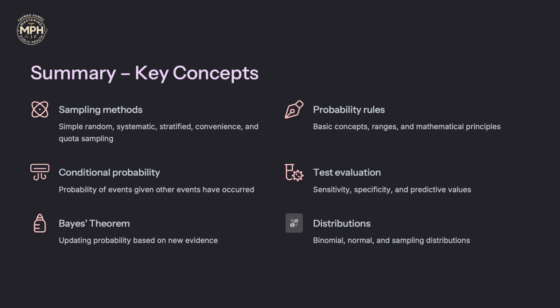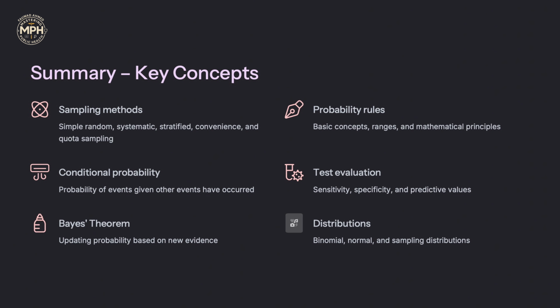Conclusion. Probability is the language of uncertainty. It allows us to describe, measure, and reason about what might happen and how likely it is. From simple outcomes to complex screening scenarios, probability shapes how we understand health and make decisions.